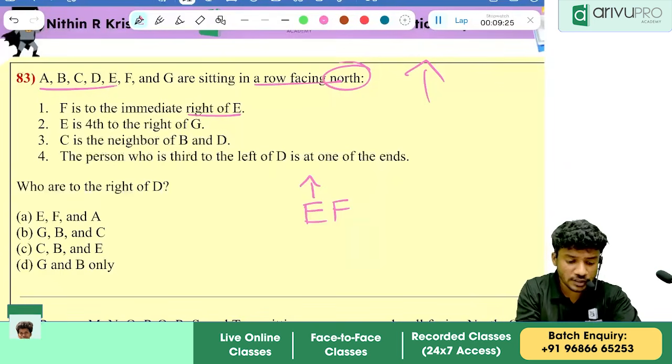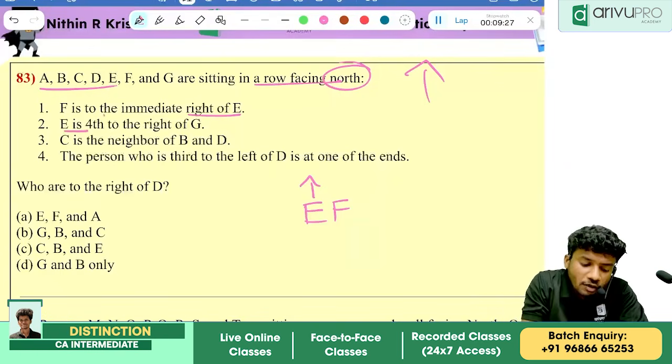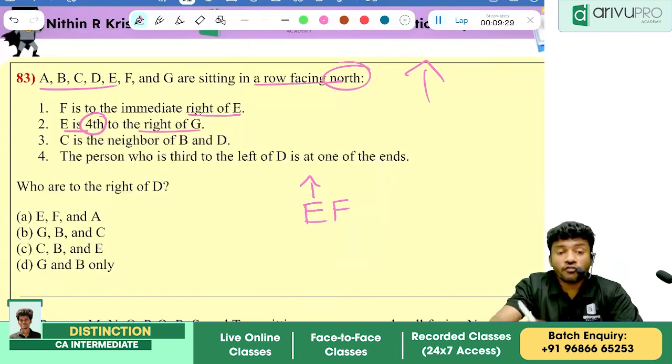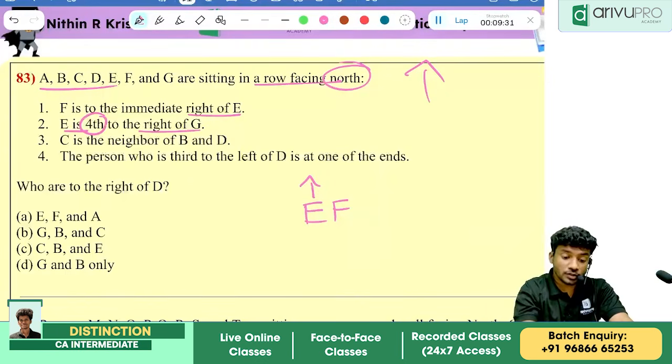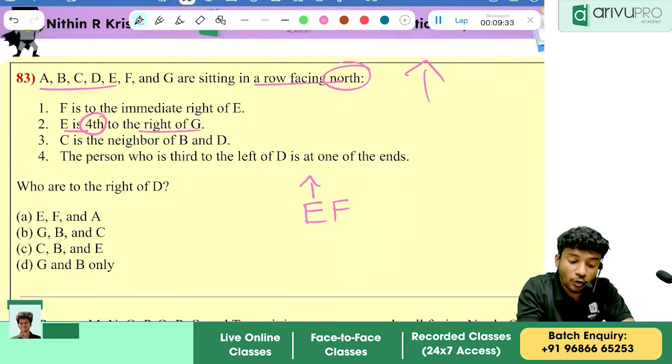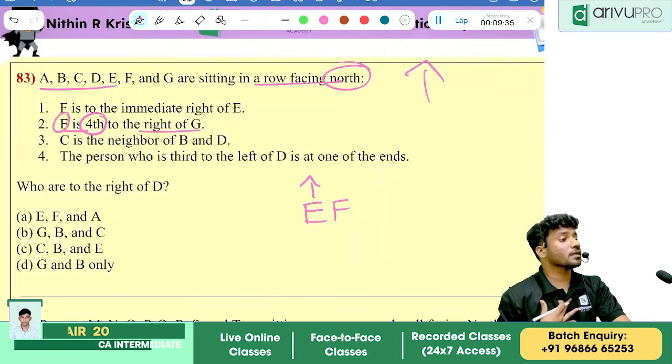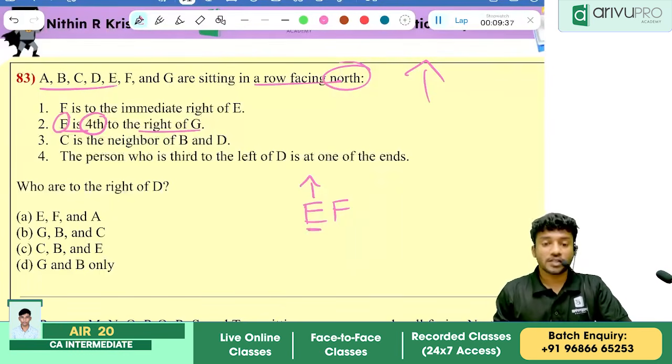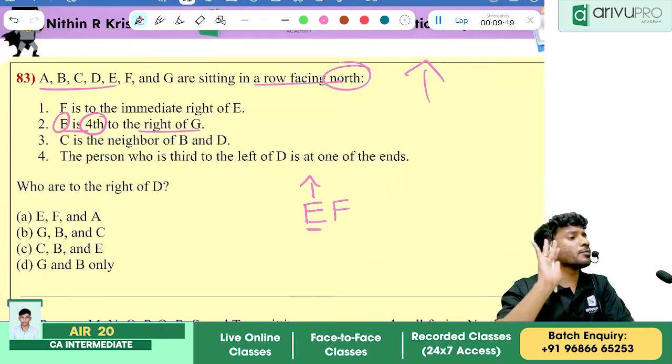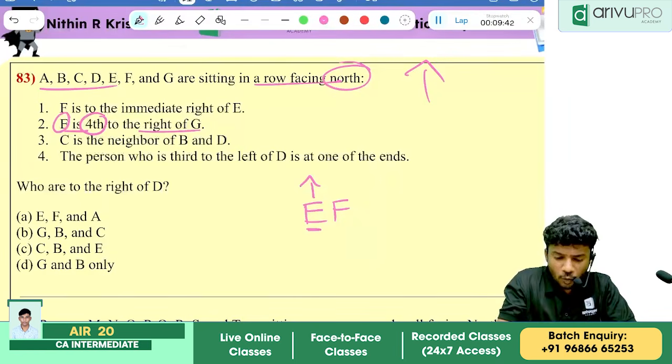Now one more thing is given. E is fourth to the right of G. Who is there? E is there. But one thing, E is already sitting. Now, how many people will be there in between them? 3 people. Now, I am going to check.